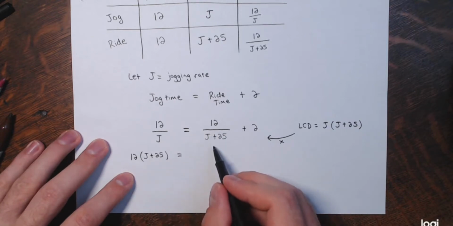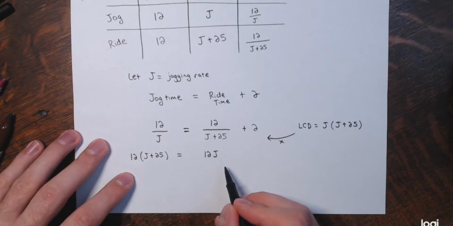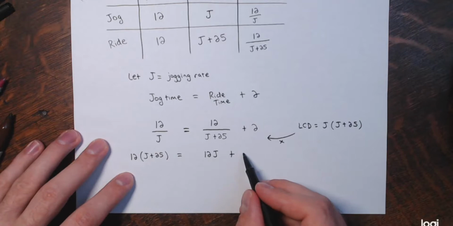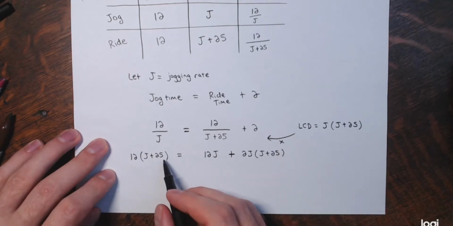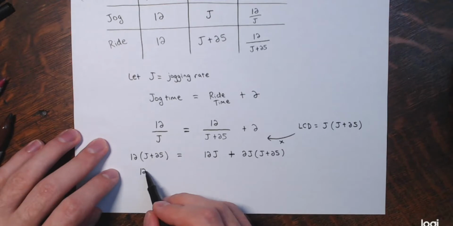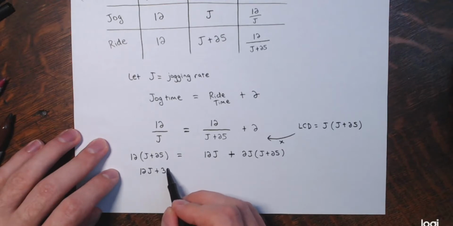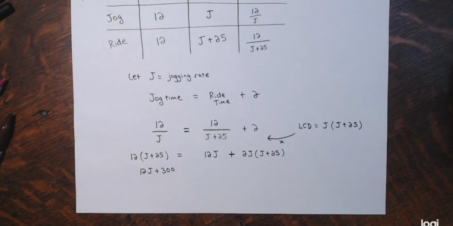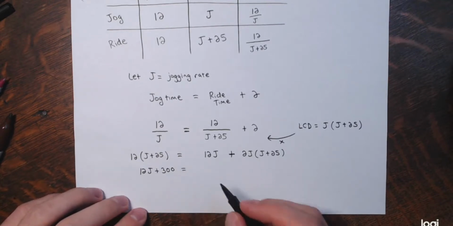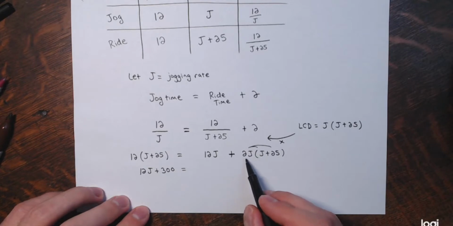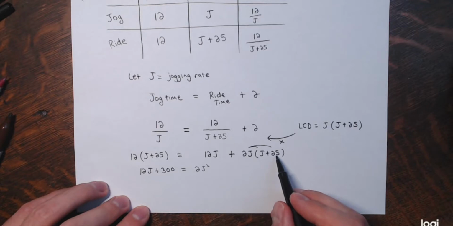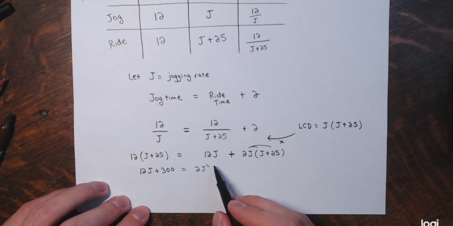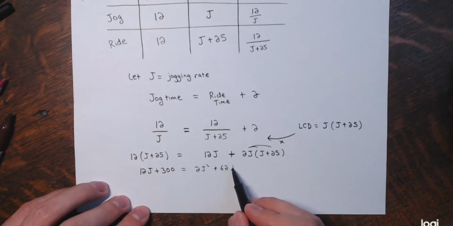equals, then the first term here would just be 12j, plus, and then 2 times the LCD. Nothing's canceling there. 2 times j plus 25. Alright, so over here we'd have 12j plus 300 equals, and then here we have 2j squared, and then 50j and 12j makes plus 62j.